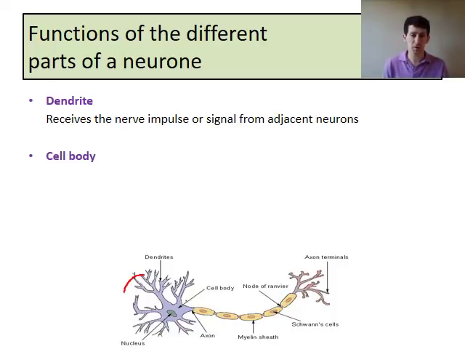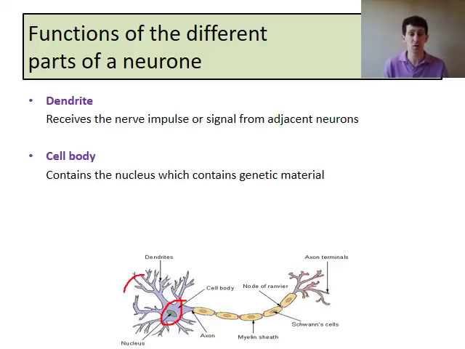Okay, we've then got the cell body here in the middle. And the cell body is what contains the nucleus. Okay, the nucleus is this middle round bit there. And the nucleus is what contains the genetic material. So the cell body is basically the genetic material for the neuron.